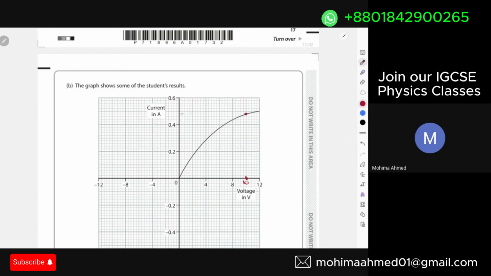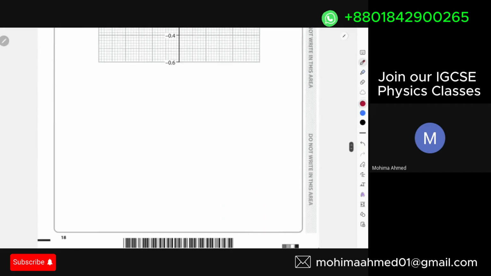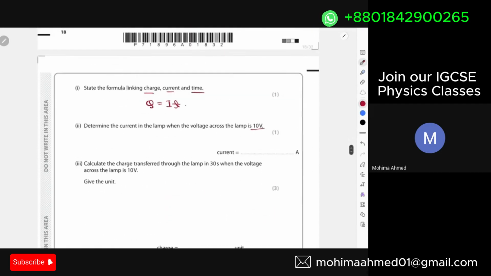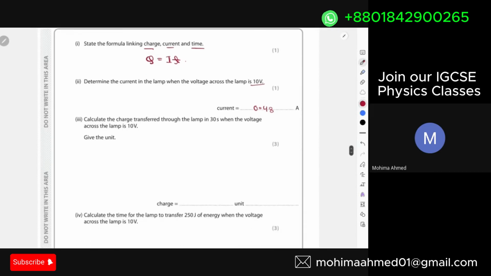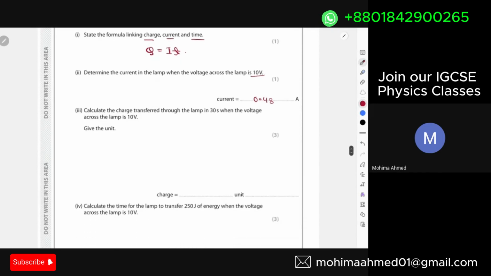That is 0.4. This is, I think, 0.48. This is 0.48 current. Okay. So for that 0.48 current at 10 volt, we just have to find the current. We got that from the graph, 0.48 amp. And after this, they're asking us to calculate the charge transferred through the lamp in 30 seconds when the voltage across the lamp is 10 volt. And we need to give the unit for this. Okay. So 30 seconds and 10 volt.